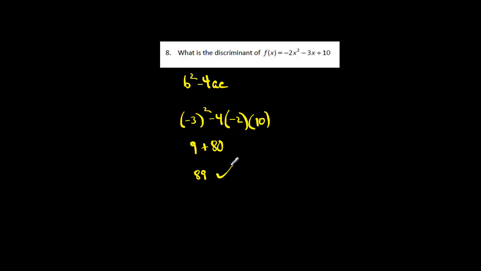Alright, what's the discriminant? Remember, the discriminant is b squared minus 4ac. It's in order, so b squared minus 4ac is going to be 9. Negative times a positive is positive. 4 times 2 is 8. 8 times 10 is 80. So my discriminant is 89. And what that tells me is that I'm going to have 2 unequal real roots.